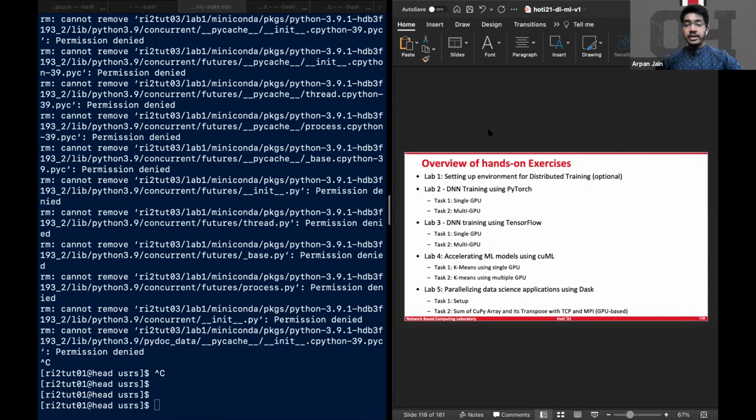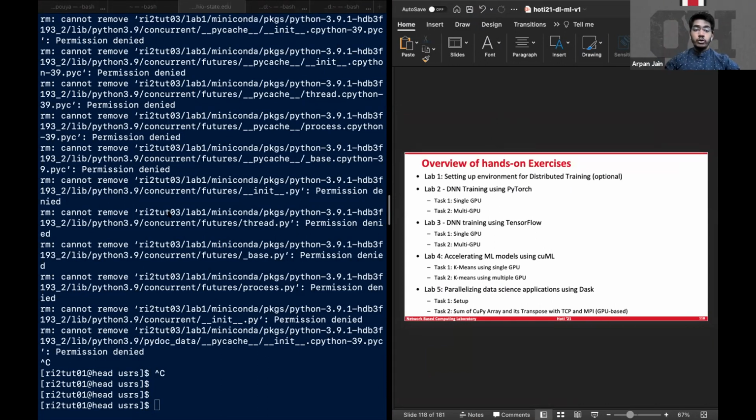So now let's start with the hands-on exercises. Lab 1 was all about setting up the environment for distributed training. It's an optional lab. We have already set up an environment for you so that you can run the distributed training with PyTorch and TensorFlow. So you don't have to worry about it if you are not able to complete lab 1. All the instructions are available in the README file.